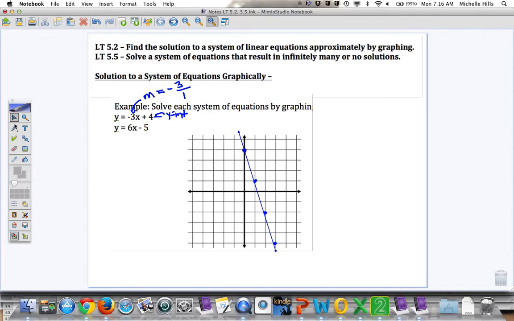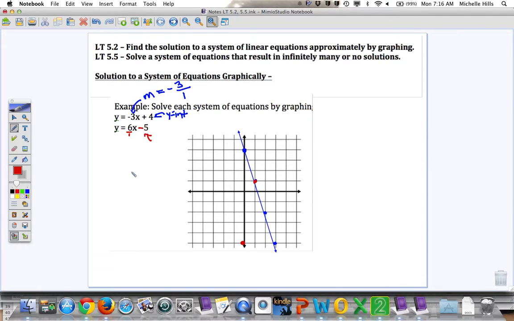And then my second line crosses the y-axis at negative 5. A positive slope means this rises from left to right. So the slope is 6, which I can turn into a fraction by putting it over 1. So I'm going to rise 6, run 1.